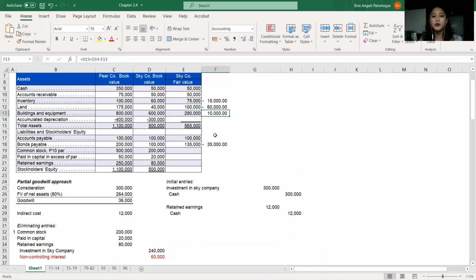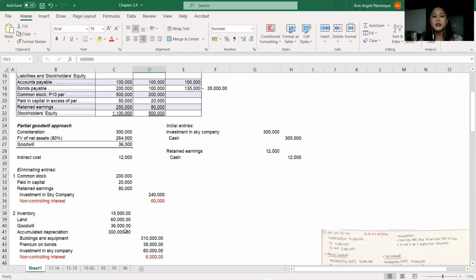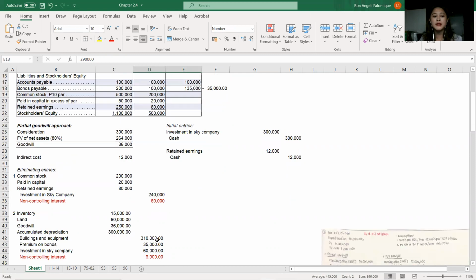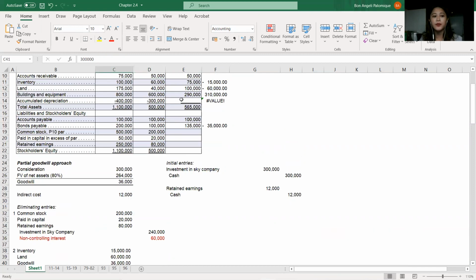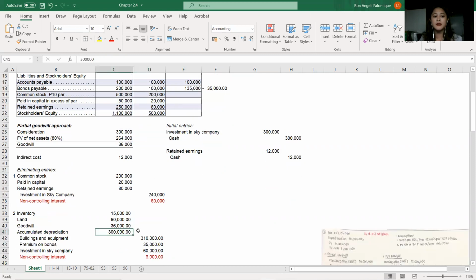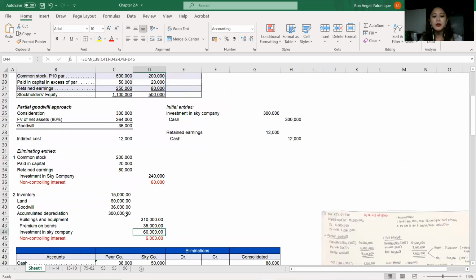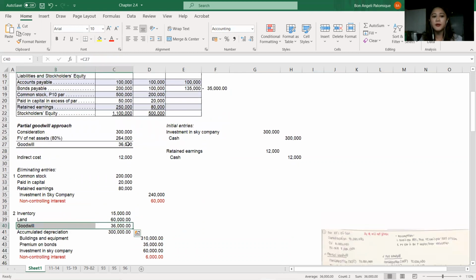So, para makompute yun, so, 310,000 yung i-increase or i-decrease ng buildings and equipment, then tataas daw yung AC debt ng 300,000. So, ayan, ganito yung magiging entry niya. Tapos, premium on bonds kasi 135,000 dapat yung bonds. Tapos, yung goodwill, na-reflect mo itong amount na to, 36,000.